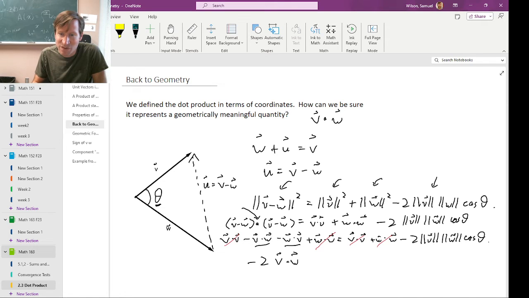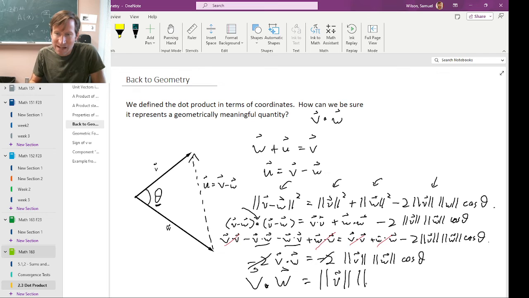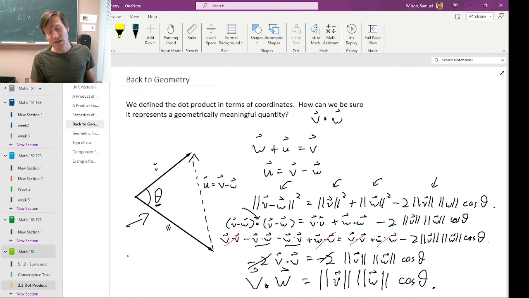So minus 2 times v dot w equals minus 2 times the magnitude of v times the magnitude of w times the cosine of the angle between them. But then we can cancel the minus 2's. So what we get is v dot w, I'm writing this big now, v dot w equals the magnitude of v times the magnitude of w times the cosine of theta. And remember, theta is the angle between v and w.